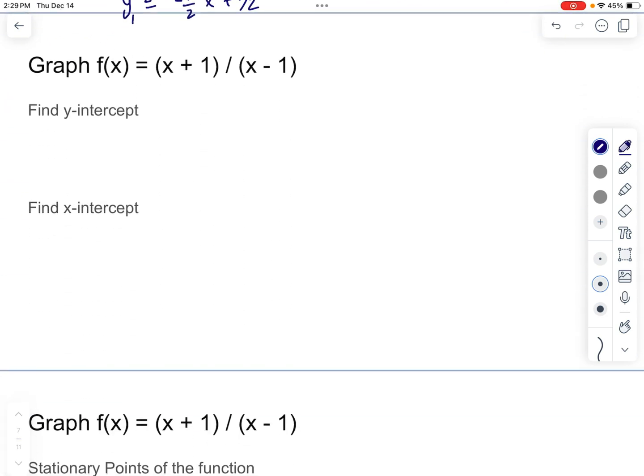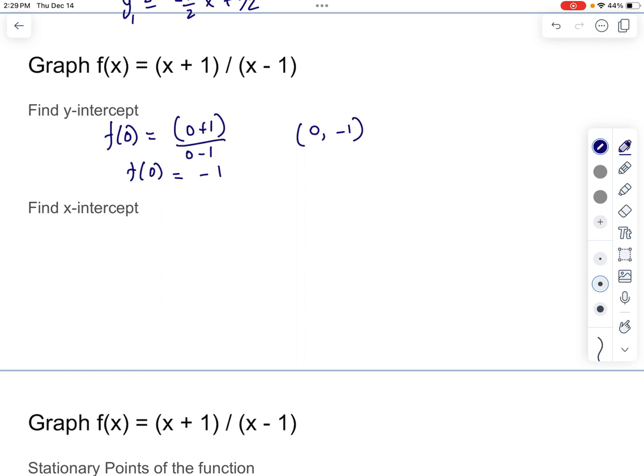So to graph the function f of x, x plus 1 over x minus 1, we need to find the y-intercept. The y-intercept occurs when x is set to be 0. All right, so you set x as 0. f of 0 is simply going to be negative 1. Okay, so our y-intercept is (0, negative 1).